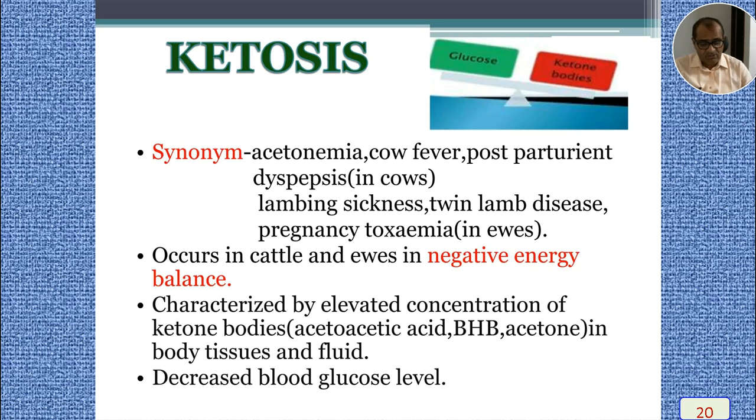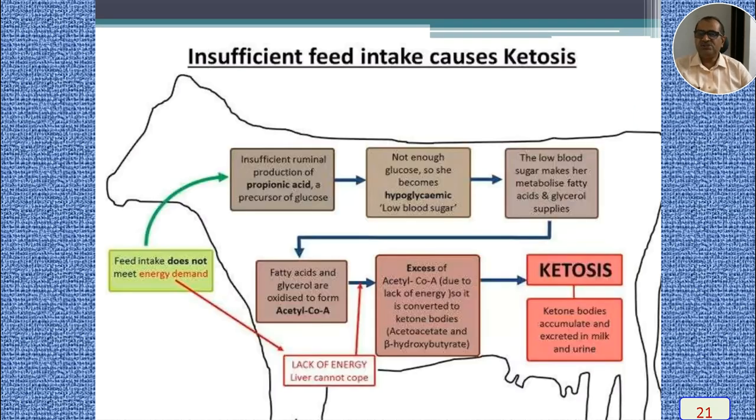Then it has a sudden onset. So what is the exact mechanism? Insufficient feed intake causes the ketosis. That's the underlying cause. So what is insufficient feed intake? The cattle will have the feed intake, but it will lack the energy, in terms of maize, or if it is deficient in ragi or any other thing which is rich in energy source.